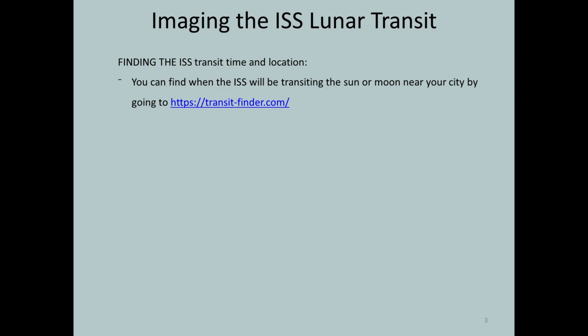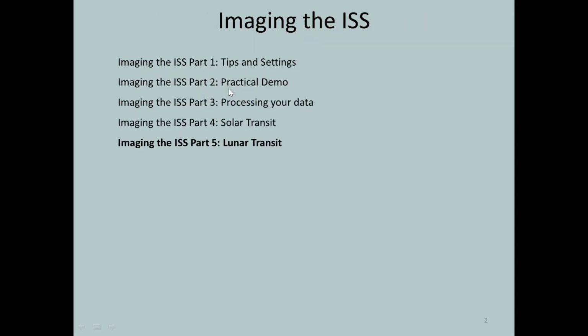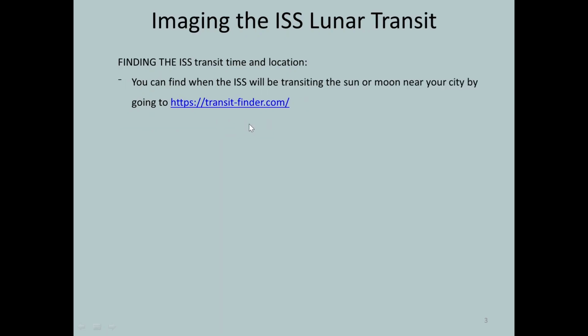Now, the first thing you need to do is find out when a transit of the International Space Station is going to happen, or sorry, when it's going to transit the lunar surface. So to do that, you go to a website called transitfinder.com, and on that website you can enter your location, and you can find the times when the International Space Station is going to be passing in front of the sun or the moon from your location. You can get more details about how to use that website in, I believe, part 4, solar transit, that talks about it as well. But since that's been covered already, we won't go over it again in this video.